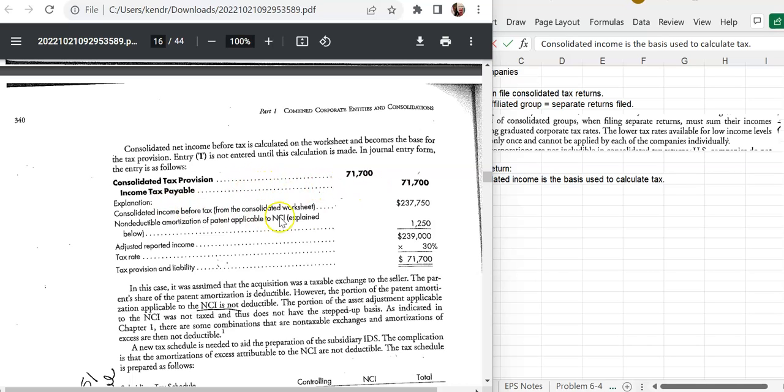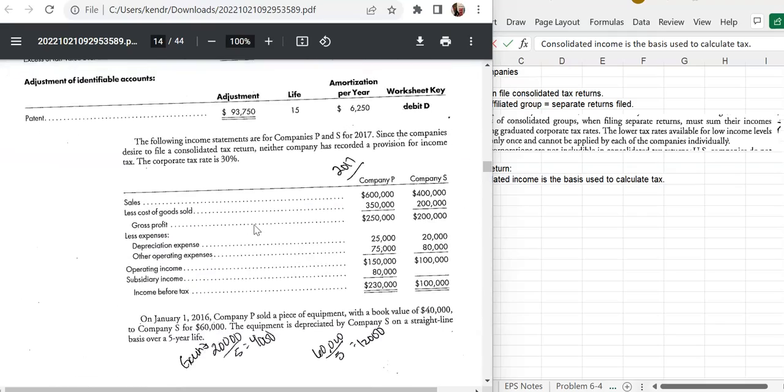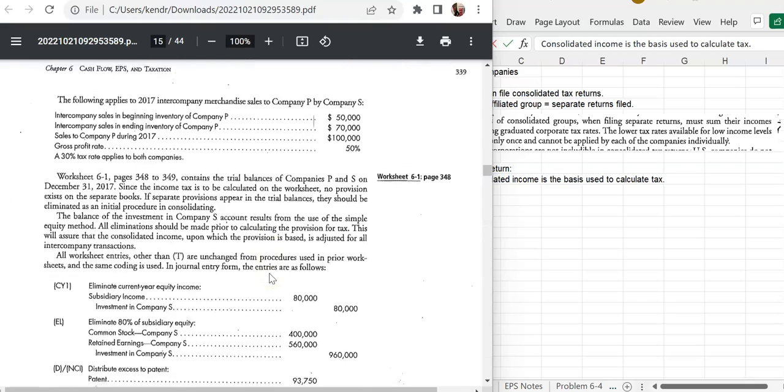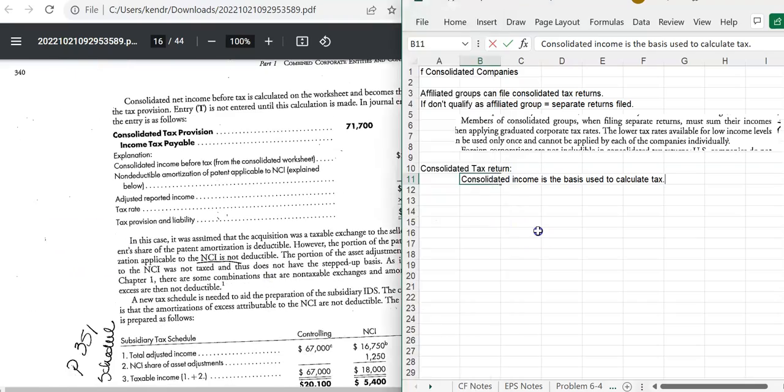Then the tax part comes off of that 237,750. That was the consolidated income. I looked at that on that worksheet a minute ago. Then we don't get to deduct the NCI portion of the amortization on the patent. The amortization on the patent was this 6250. The NCI is 20%. So patent amortization is 6250. I don't need that. I need that.